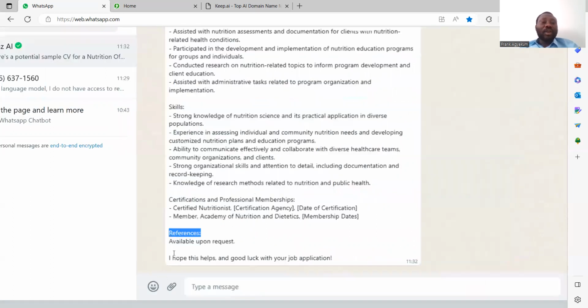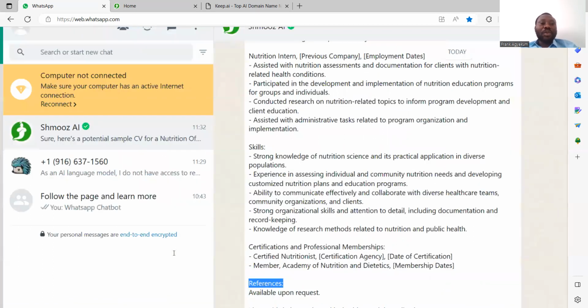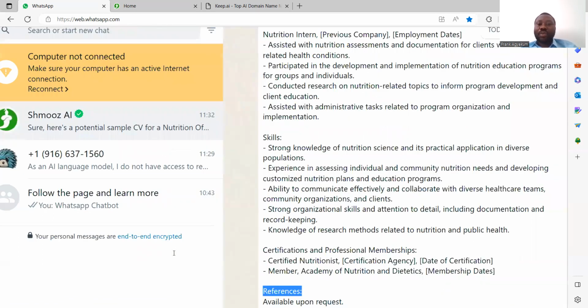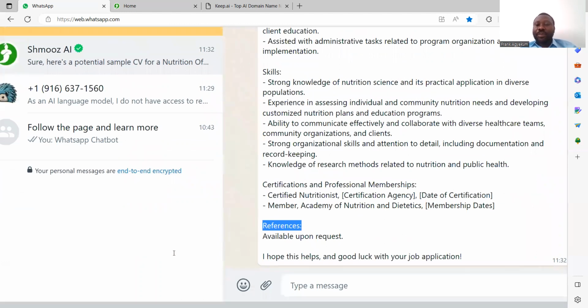All right, so this is all that I have for you in terms of connecting your WhatsApp to ChatGPT, a lot of artificial intelligences which have given you two artificial intelligences. But don't forget, this platform is for educational purposes.